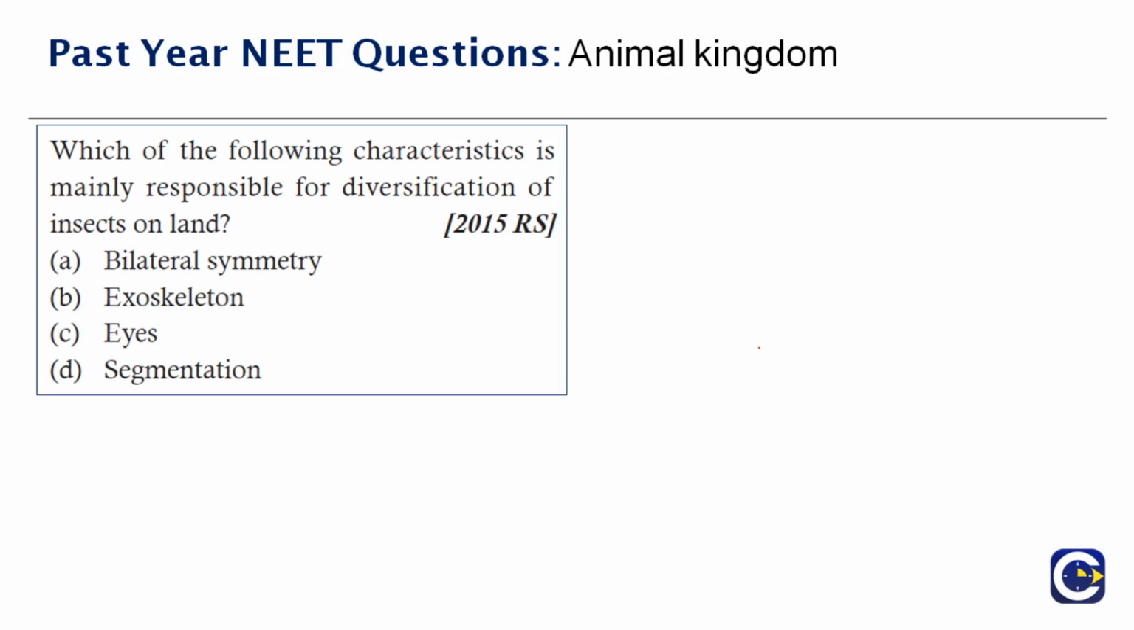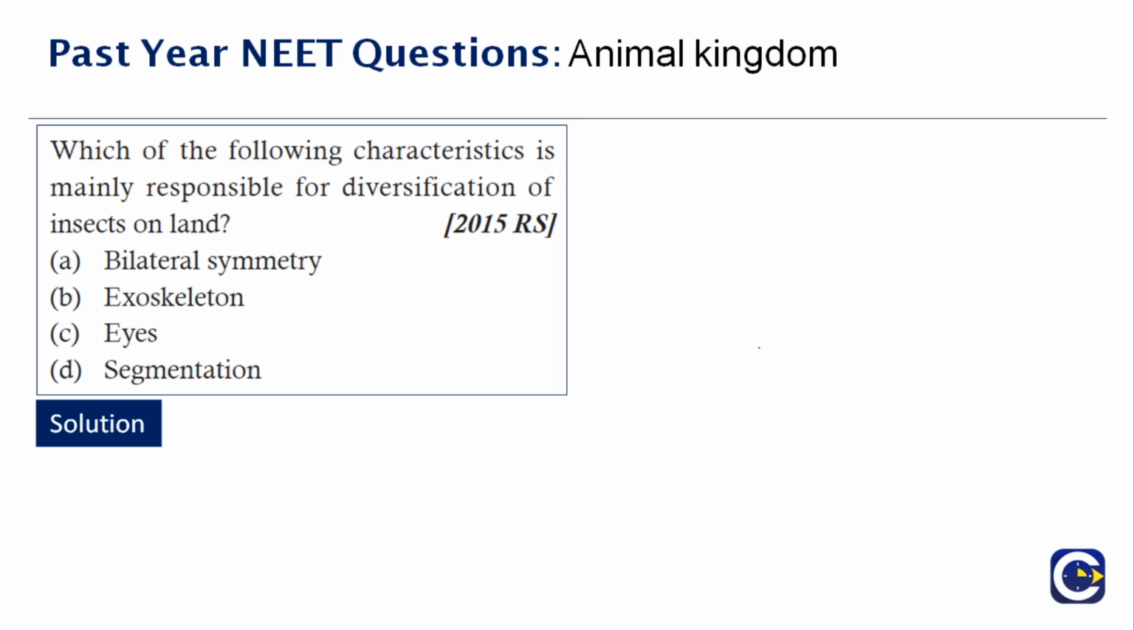Which of the following characteristics is mainly responsible for diversification of insects on land? So we have 4 options here. So how do you differentiate or define diversification? First we will understand what diversification is, and then we will discuss the answer. First of all, what is diversity? The state of being diverse.